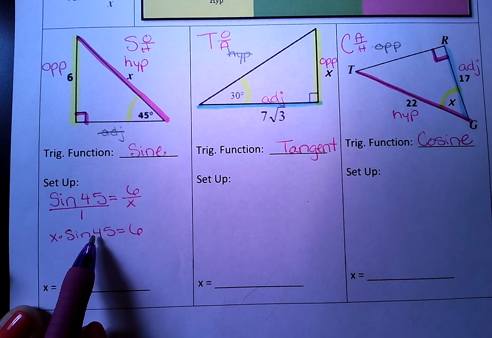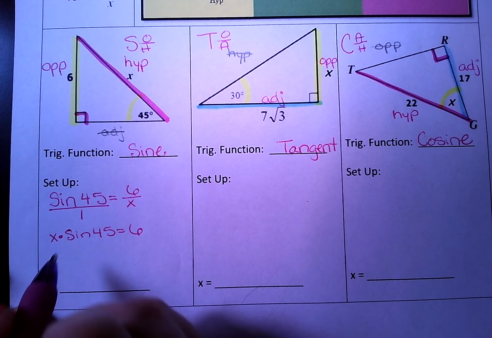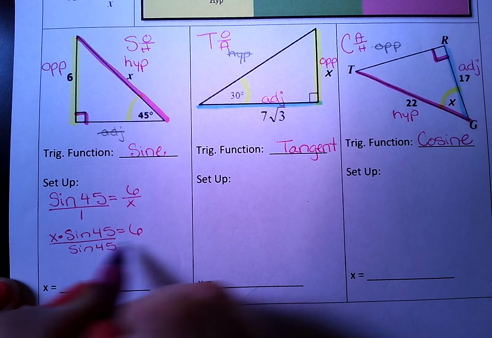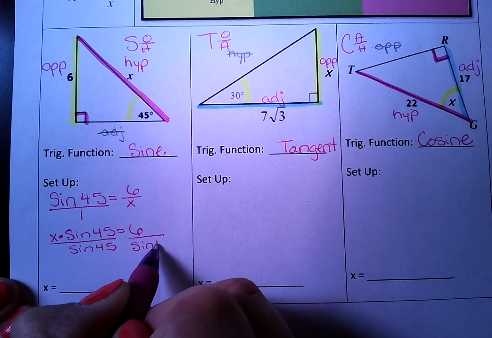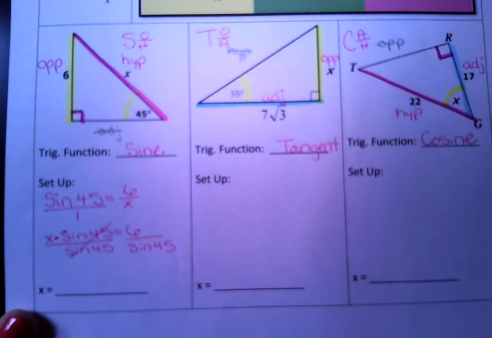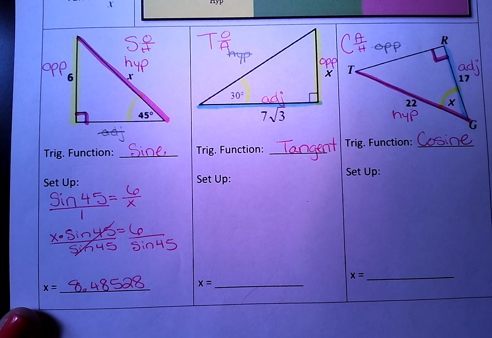Now, to get x all by itself, I need to get rid of sine 45. I need to get rid of this multiply. In order to get rid of a multiply, I divide. So I will be dividing both sides by sine 45. This is what I'll type into my calculator. 6 divided by sine of 45 is equal to 8.48528, and that number continues on and on.